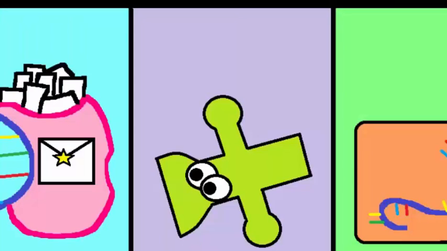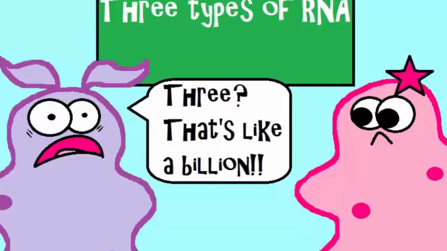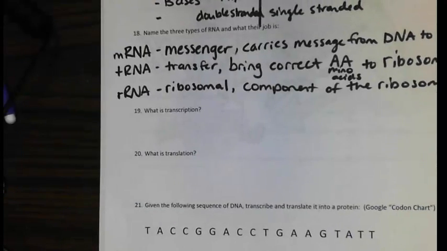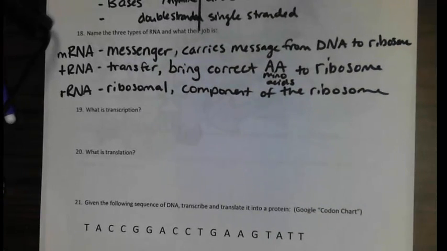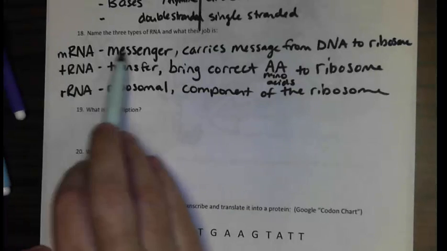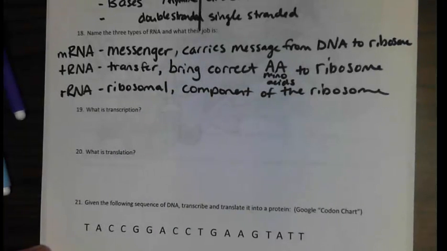There are actually 3 types of RNA. Okay, well, let's just go ahead and talk about it. I will show you videos and visuals in class because I think it's good to see what these are doing as we're describing them. Okay, so mRNA, messenger RNA, carries messages from the DNA to the ribosome.